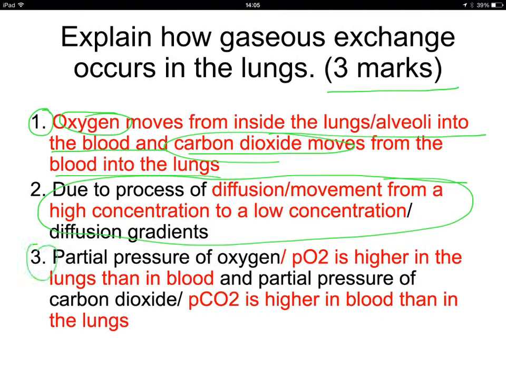And point 3 was for the partial pressures, so the 2 bits of partial pressure that we've talked about. Say where the pressure of O2 is higher, i.e. in the lungs rather than the blood, and say where the pressure of carbon dioxide is higher, in other words in the blood rather than in the lungs. So some mark schemes might give you all 5 as separate points. This particular one required you to say all 5 for the 3 marks.